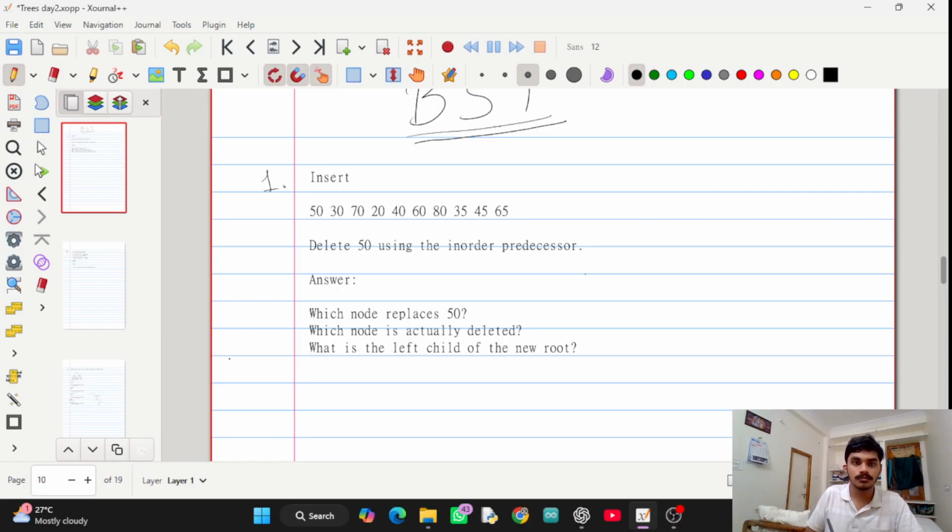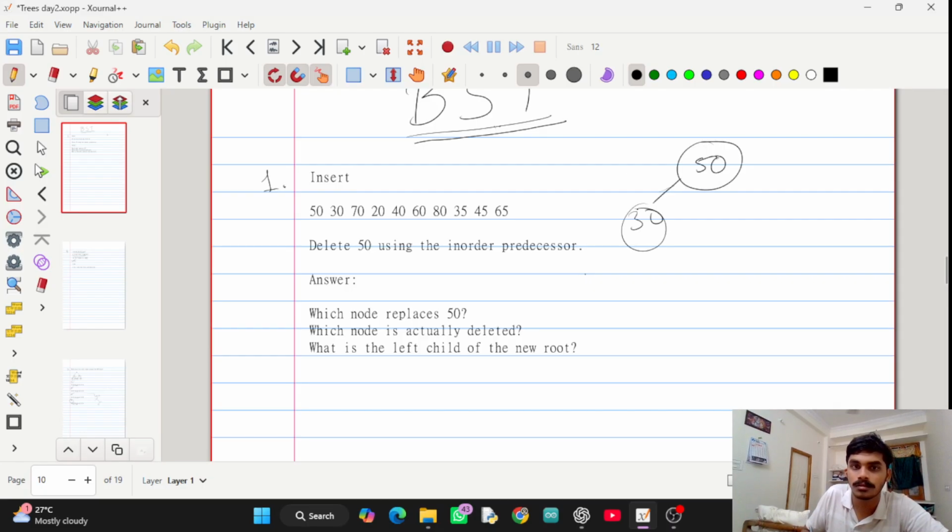So, first, we'll consider this question. What it is asking is to insert these elements. First, let's understand the question. Then delete the 50 using in-order predecessor. So first, let's construct the tree.